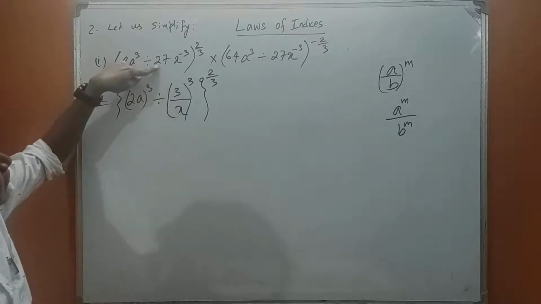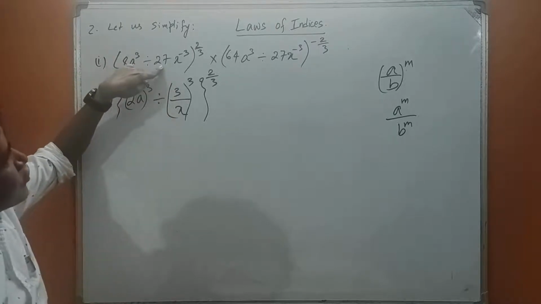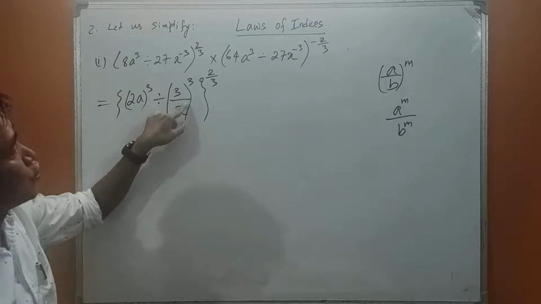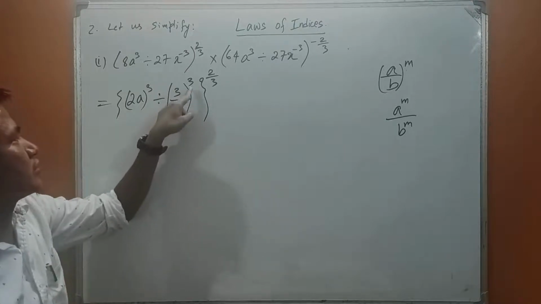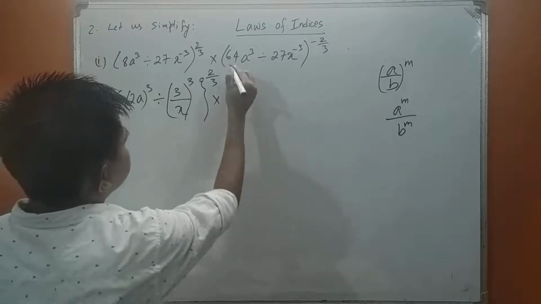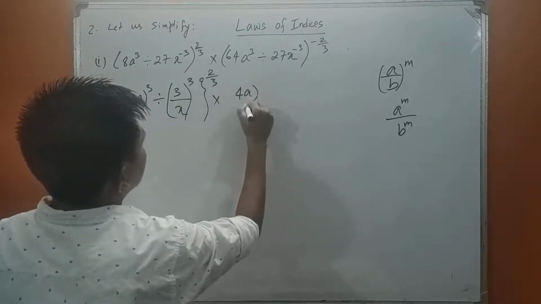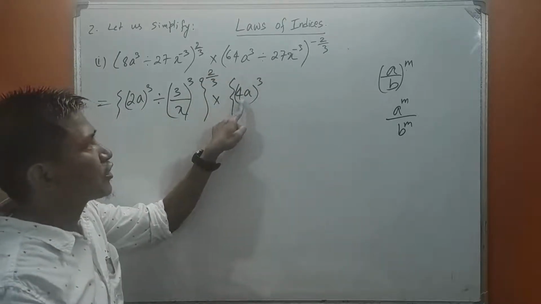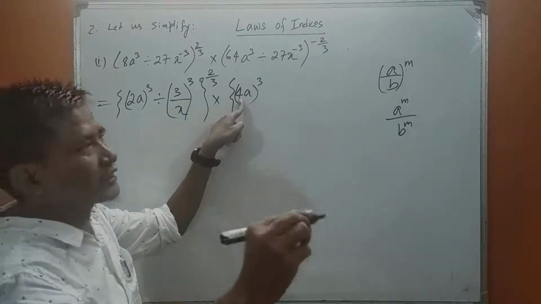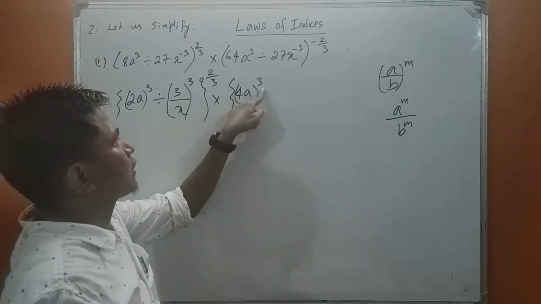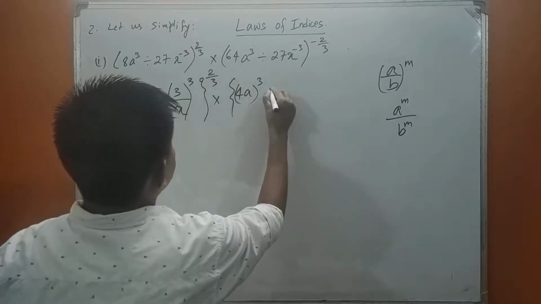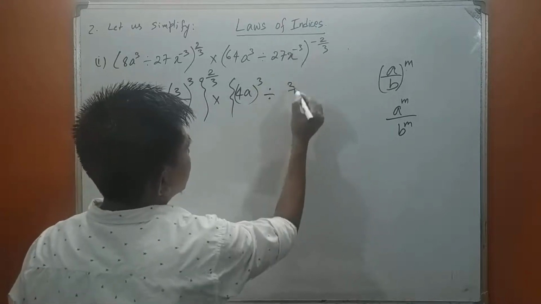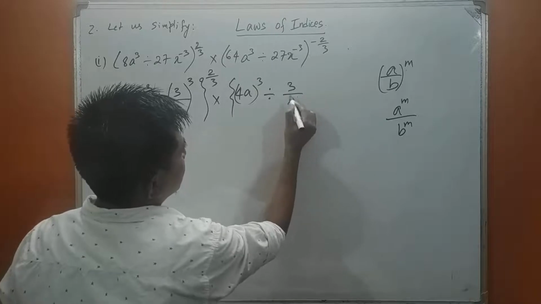3 cubed is 27, isn't it? 3 cubed is 27, 3 3 is 9, 9 3 is 27. X to the power minus 3, if you take to the denominator, it becomes x cube, isn't it? This x cube is for both the numbers, okay? Now, here also, let us do. 64 means 4a whole cubed, isn't it? 64 means 4a whole cubed, because 4 into 4 into 4 is 64. 4 4 is 16, 16 4 is 64. So, a cubed, okay? Divided by, here we have 27, this means 3, and x to the power minus 3 means x cubed.